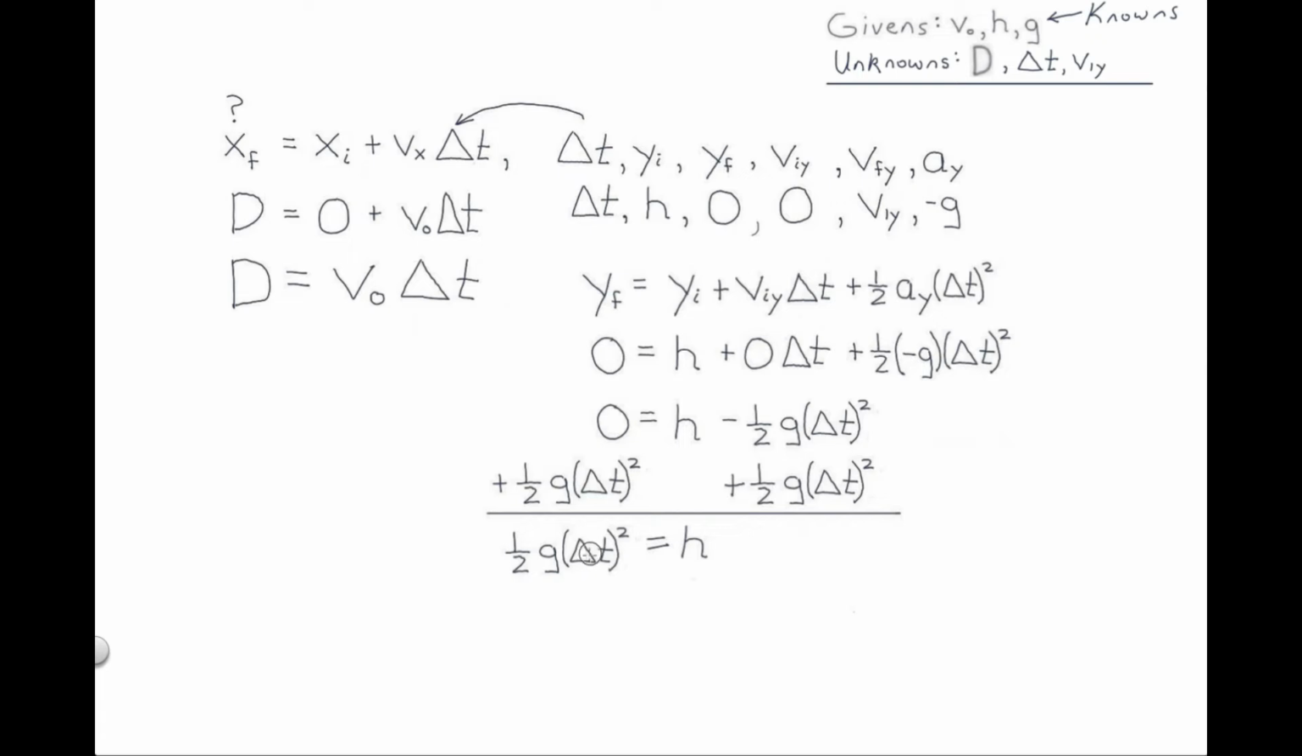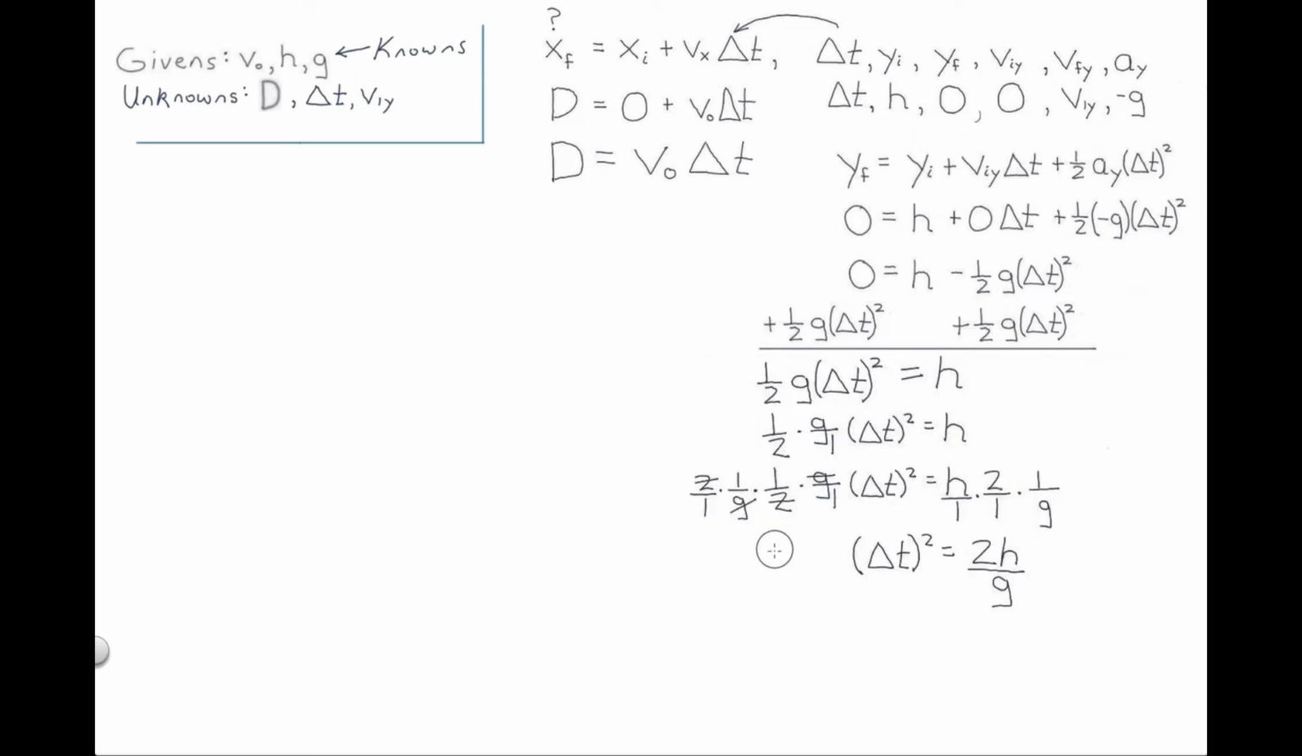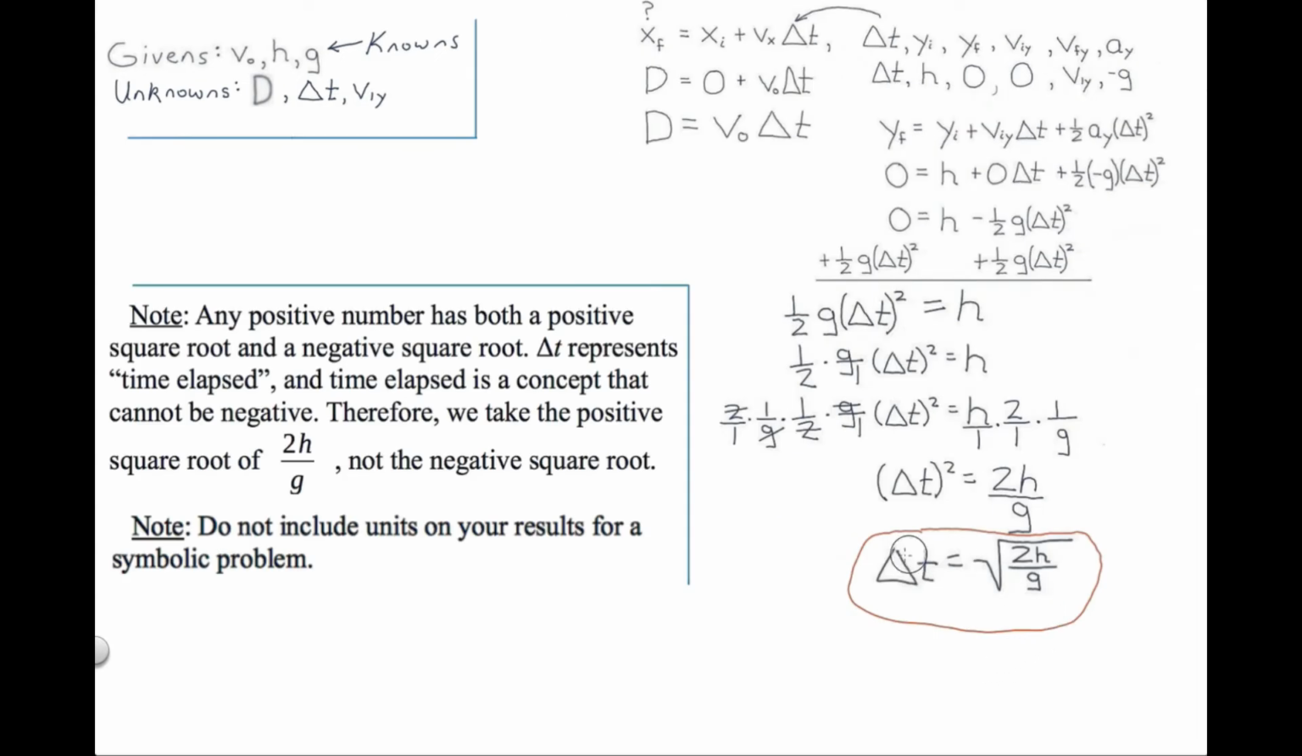The next step in that process is to eliminate the 1/2 and the little g from the left side of the equation. The most efficient way to remove the 1/2 and the g from the left side of the equation is to multiply both sides of the equation by the reciprocal of 1/2, which is 2/1, and to multiply both sides of the equation by the reciprocal of g, which is 1/g. That allows us to cancel the 1/2 and the little g from the left side of the equation. Our result is that delta t equals the square root of 2h/g.